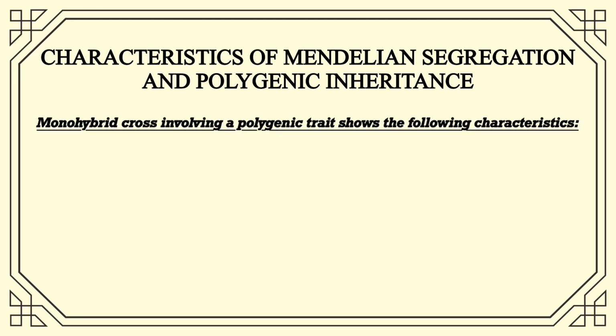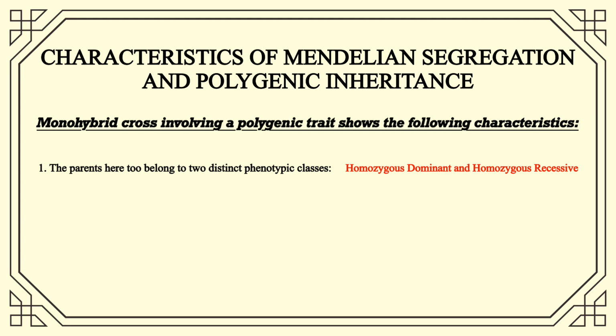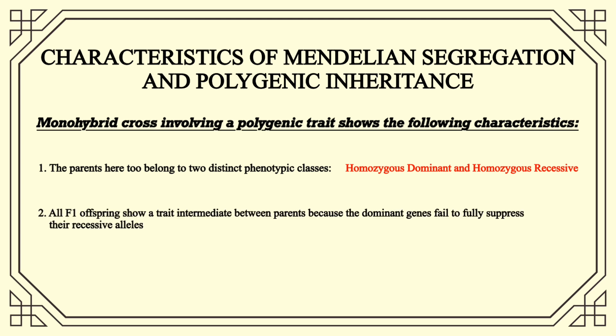A monohybrid cross involving a polygenic trait shows the following characteristics. Number 1, the parents belong to two distinct phenotypic classes, known as homozygous dominant and homozygous recessive. Number 2, all filial 1 offspring show a trait intermediate between parents because the dominant genes failed to fully suppress their recessive alleles.